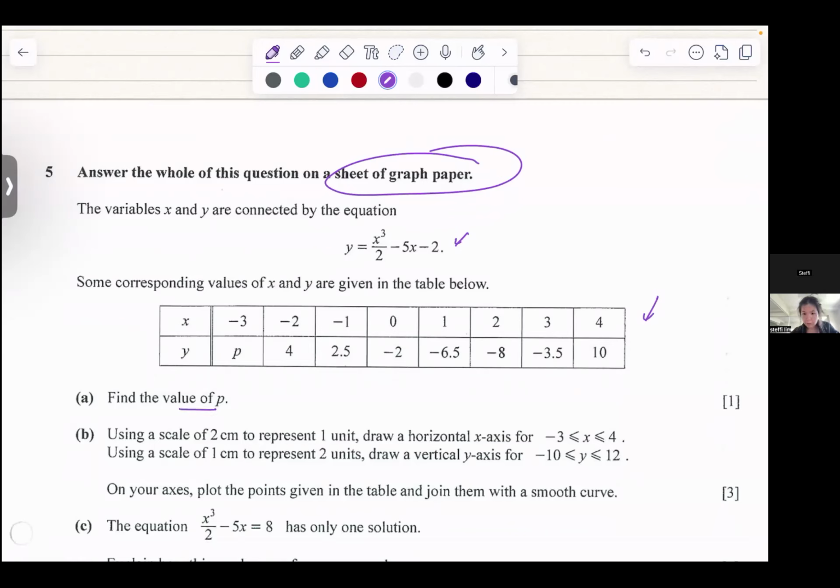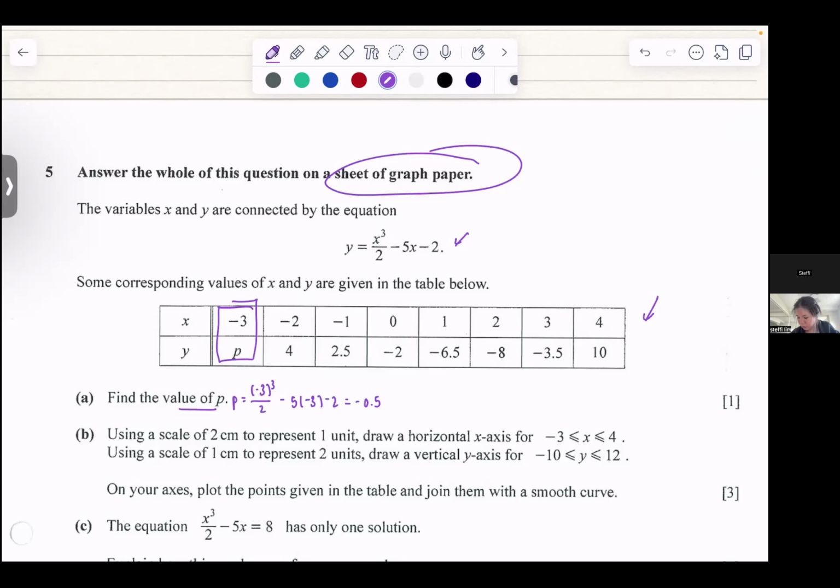Right, so all you have to do is just sub in the value of its corresponding x value, which is -3. So p equals to what? -3 cubed over 2 minus 5 times -3 minus 2. This should give you -0.5. Okay.